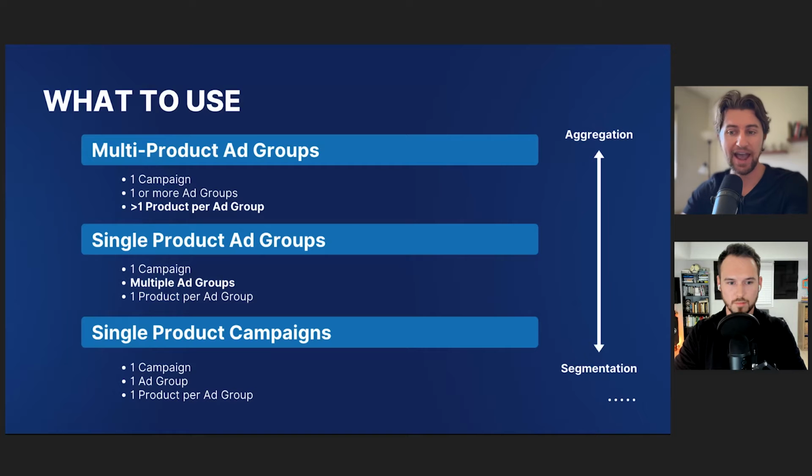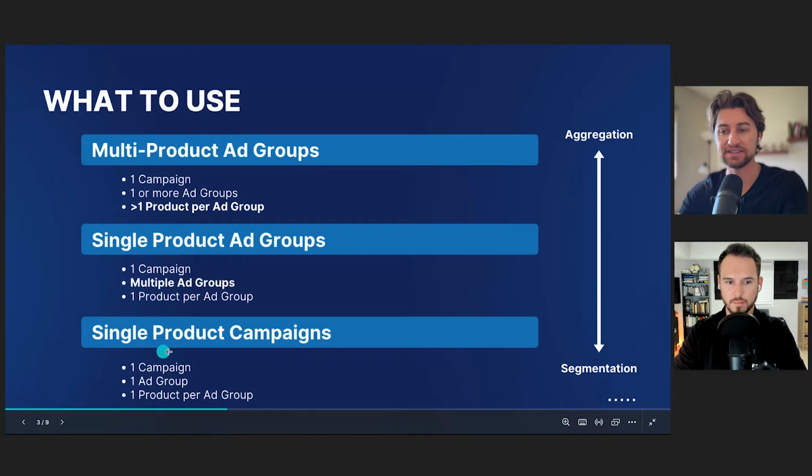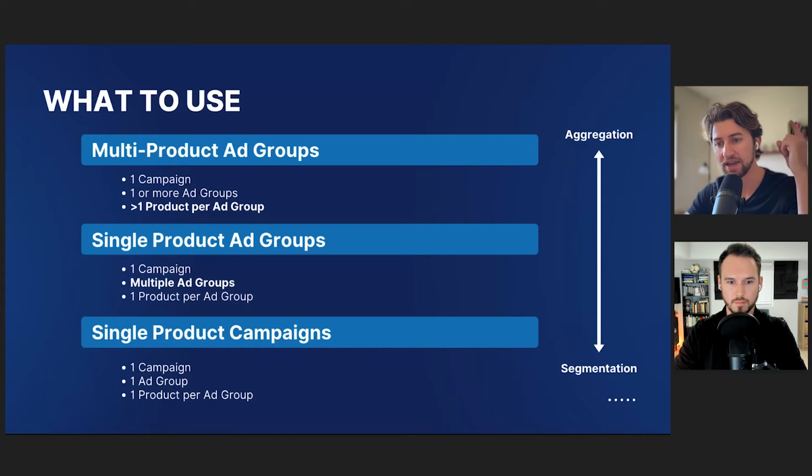And finally, at our highest level of campaign segmentation, you would have single product campaigns. In this case, it is one campaign, one ad group, and only one product per ad group. So only one product in that entire campaign. This is going to ensure you have the most amount of control around the keywords and the bids for that specific product, as well as the budgets and how much you're bidding for specific placements, such as top of search, rest of search, and product pages.